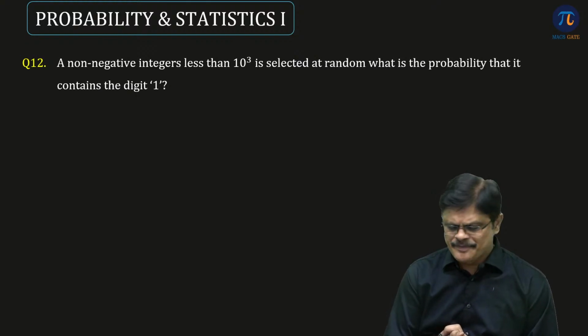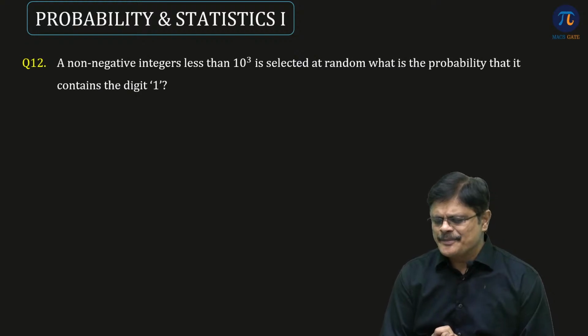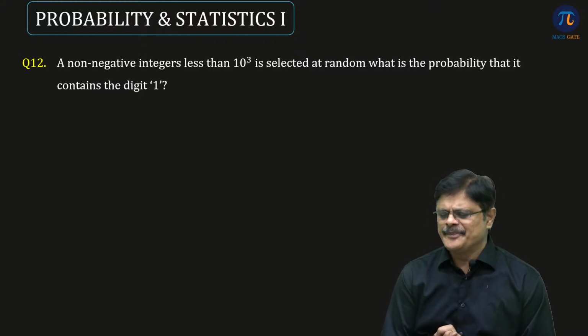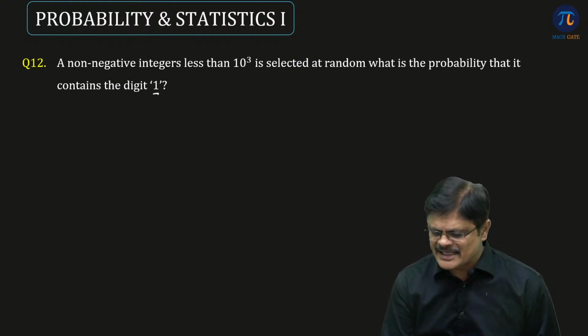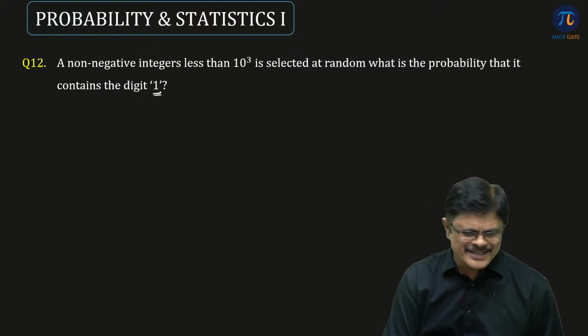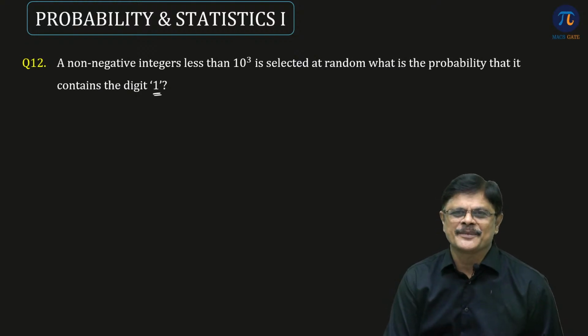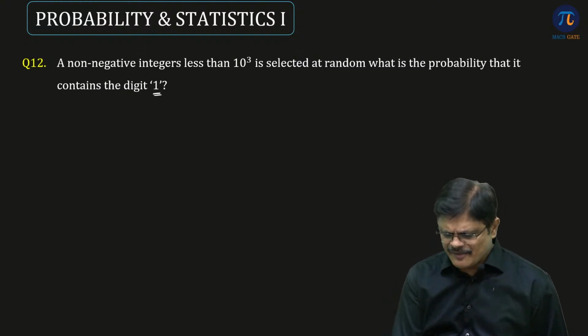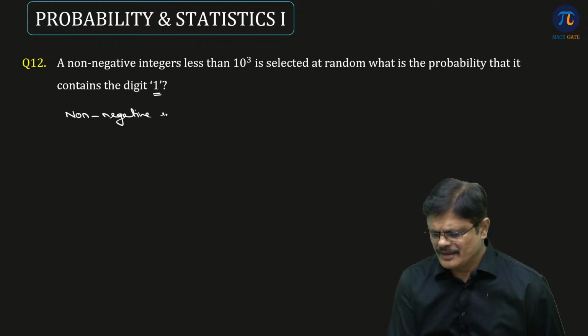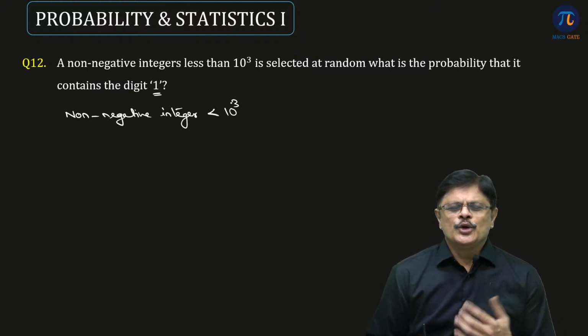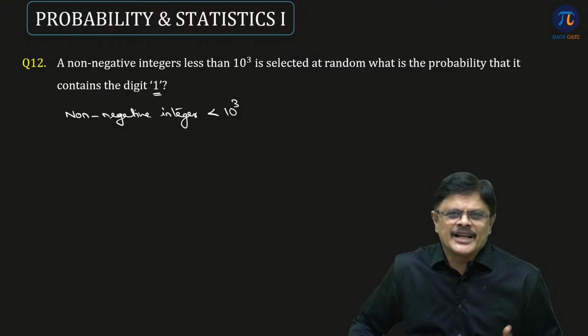A very simple question. A non-negative integer less than 10 power 3 is selected at random. What is the probability that it contains the digit 1? My dear friends, for a non-negative integer less than 10 cube, you can try to answer this logically.